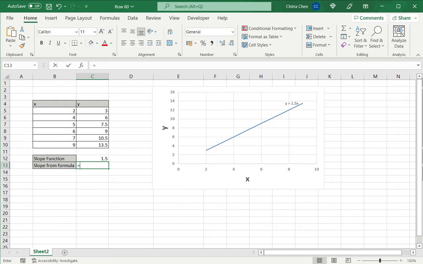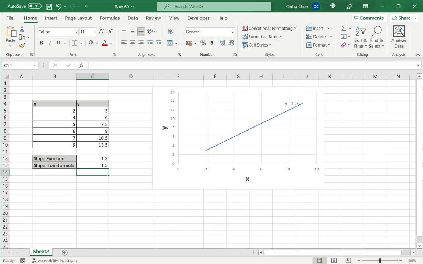The other way is to use the simple slope function, the mathematical formula, which is y2 minus y1 by x2, to put the brackets, x2 minus x1. So here also I get the slope as 1.5.